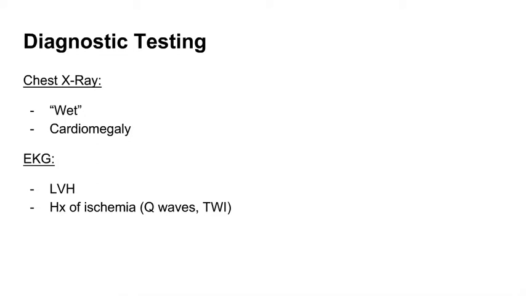Other diagnostic testing, a chest X-ray is often important to get. You can see if a patient is wet, meaning do they have pulmonary edema on the imaging. You can also see signs of cardiomegaly. On an EKG, you'll often find left ventricular hypertrophy or a history of ischemia with Q waves and T wave inversions. And there are some other more complicated signs, but these are kind of the basic ones to be aware of.